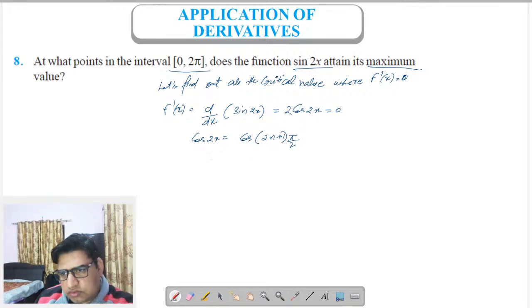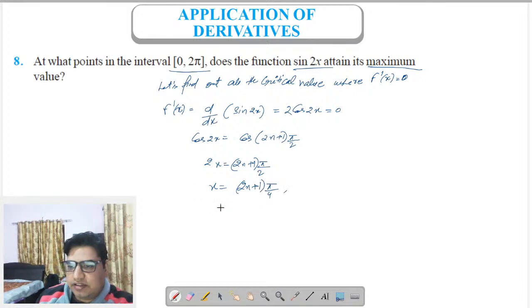Okay, and this is how much it will be. So comparing the above equation, 2x is equal to (2n plus 1) pi by 2, and here we get x is equal to (2n plus 1) pi by 4. Okay, and what are the values?